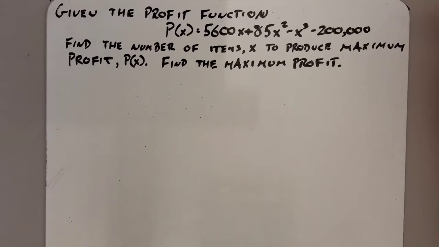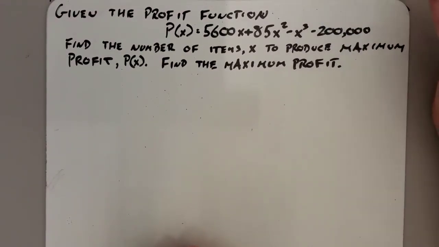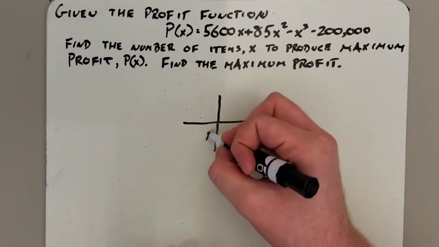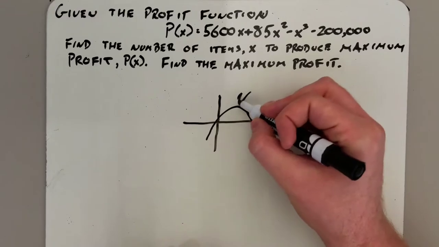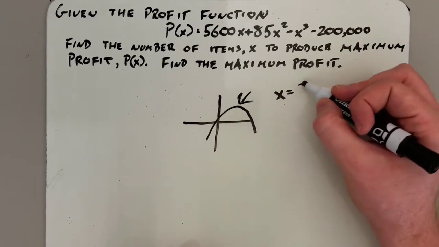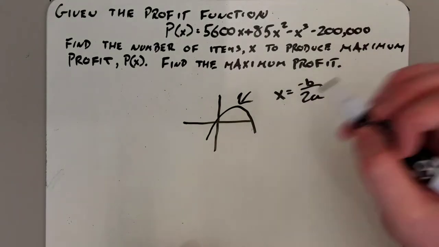Now, if this were a quadratic, which it's not, we could tell it's a third degree polynomial, it would be very simple. We just kind of graph the quadratic, right, and look for the maximum profit. And if we didn't know how to do that, we could always use this formula to find the number of products X, and we plug it back in.